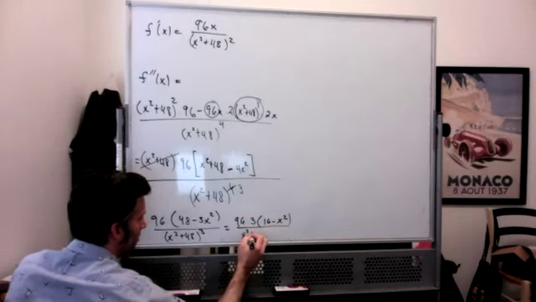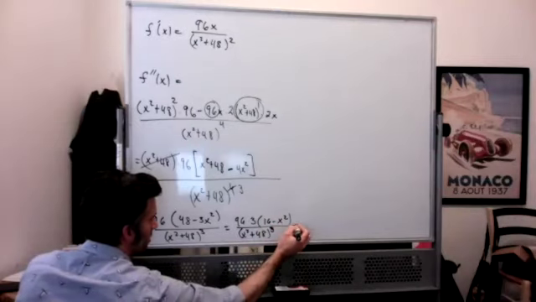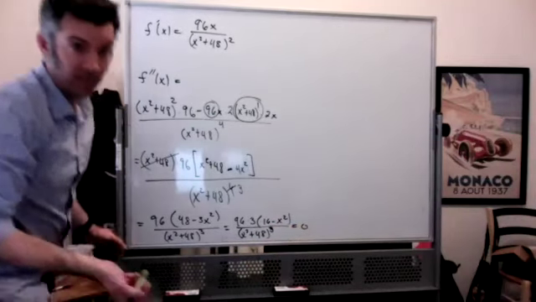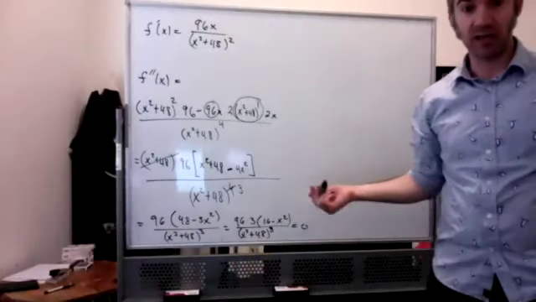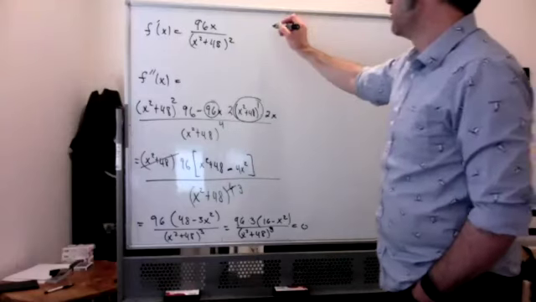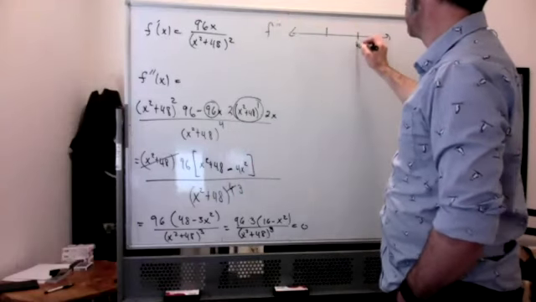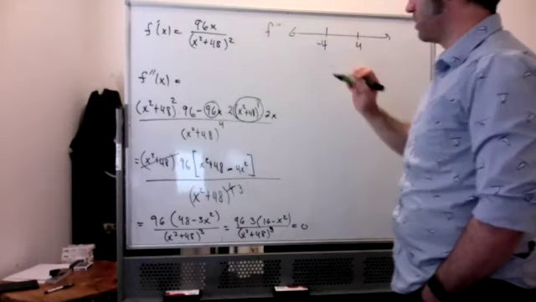And I'm not going to, but we could factor that even one more time as 4 minus x times 4 plus x. But I think at this point, we can totally see that for the second derivative, the critical values are positive and negative 4. So here's my second derivative sign chart. Here's my critical values of 4 and negative 4.